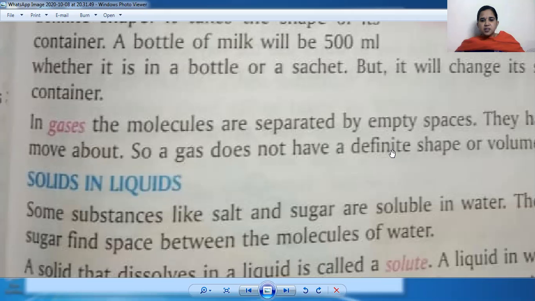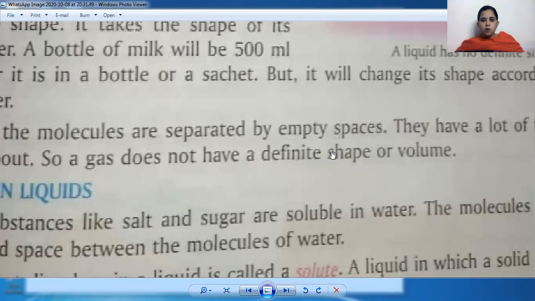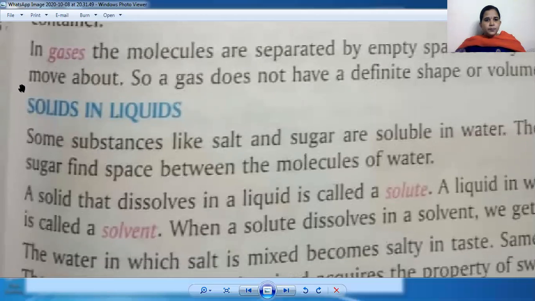So a gas does not have a definite shape or a volume, so they can move freely. If they start moving freely, they don't have any definite shape. If they are tightly packed, we can have the shape. If they are loosely packed, we can't assume the shape, isn't it? So this is about solids, liquids, and gases.